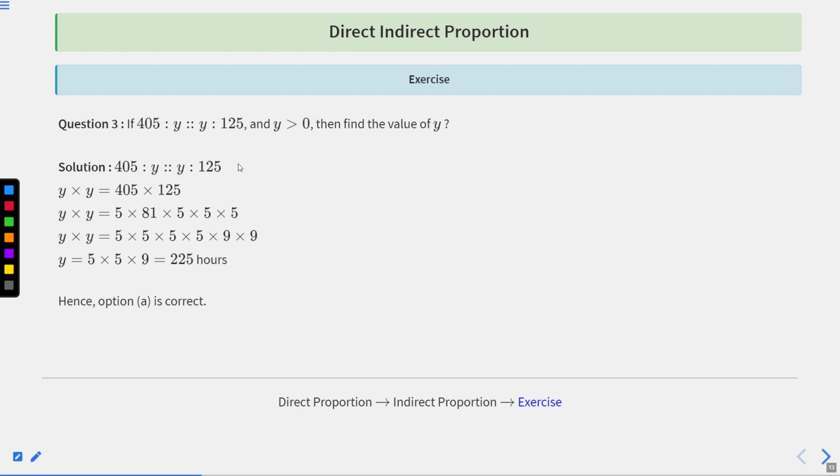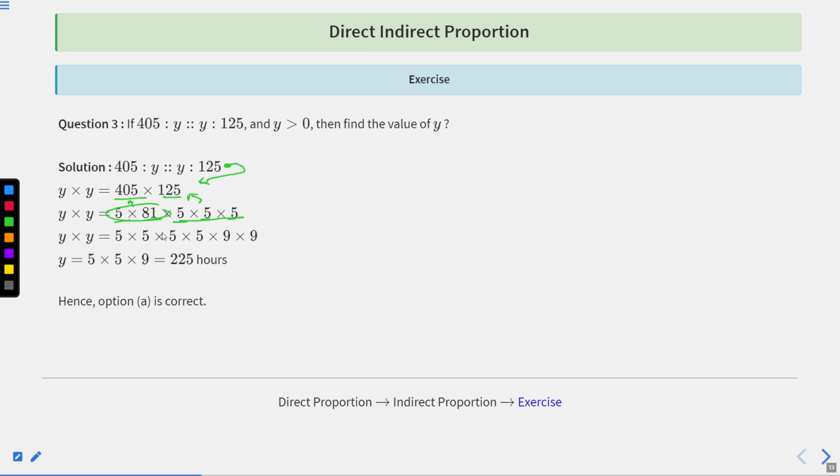So when this is given to us, that means they are trying to say this. So y times y is equal to 405 times 125. We can break down these numbers as 5 times 81 times 5 times 5 times 5. So this is equal to this, and 3 fives is equal to 125.